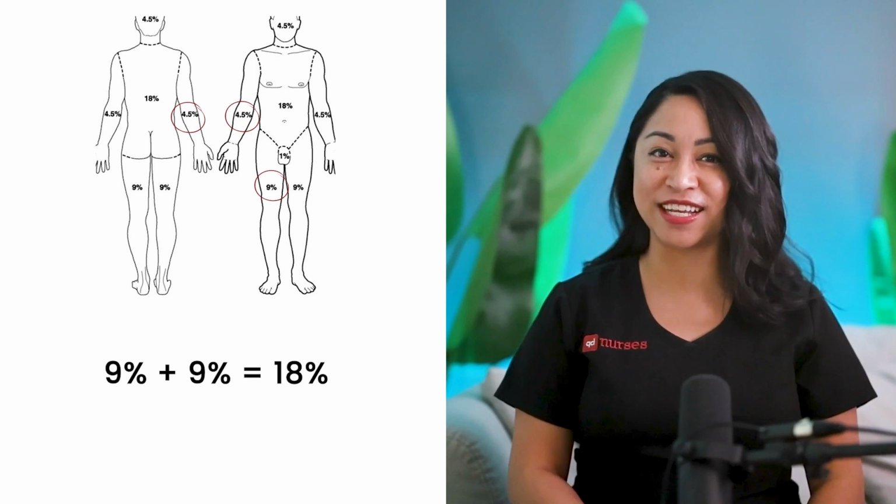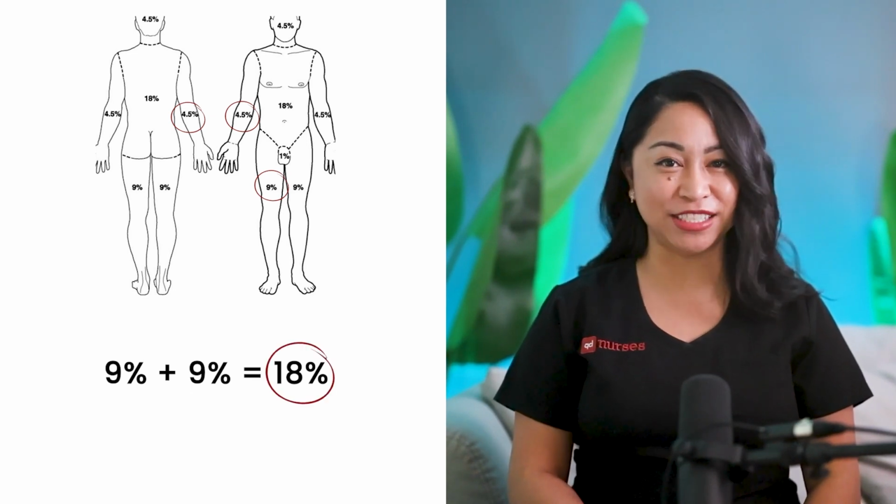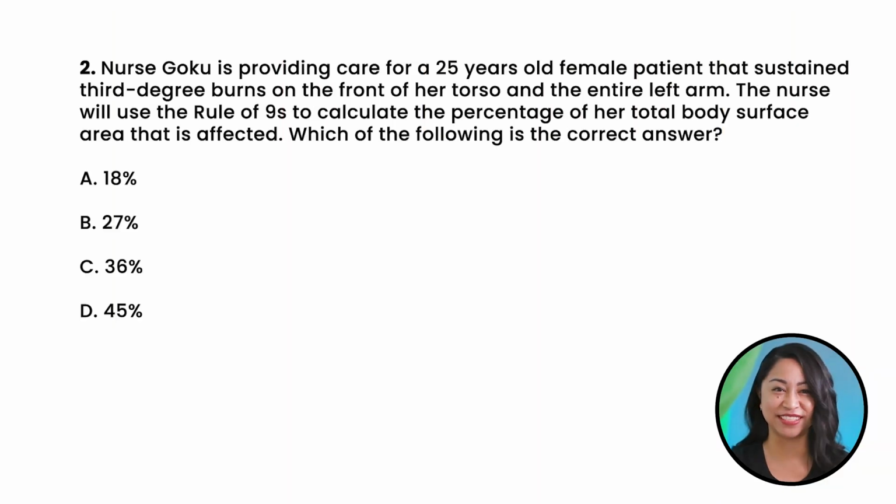Therefore, the correct answer is A, 18%. On to question number 2. Nurse Goku is providing care for a 25-year-old female patient that sustained third-degree burns on the front of her torso and the entire left arm. The nurse will use the Rule of Nines to calculate the percentage of her total body surface area that is affected. Which of the following is the correct answer?